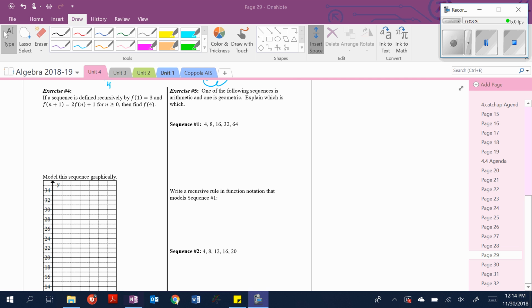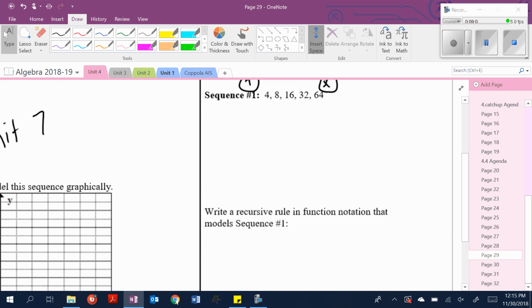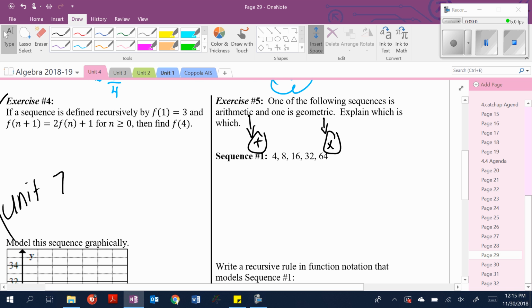All right, I'm skipping exercise 4 because, again, we're going to revisit this in unit 7. In exercise 5, one of the following sequences is arithmetic and one is geometric. Ooh, we get to compare them. This is interesting. Okay, so arithmetic means I'm going to add. Geometric means multiply.